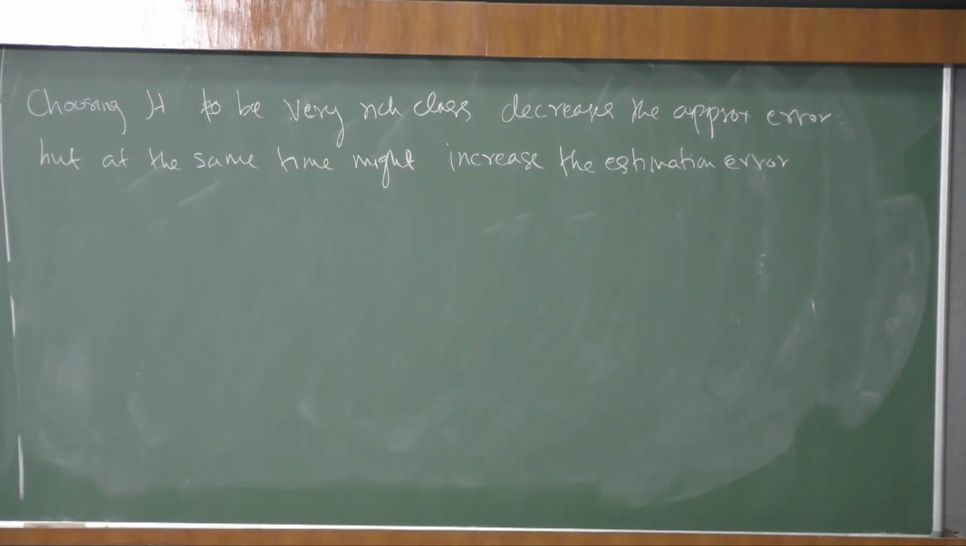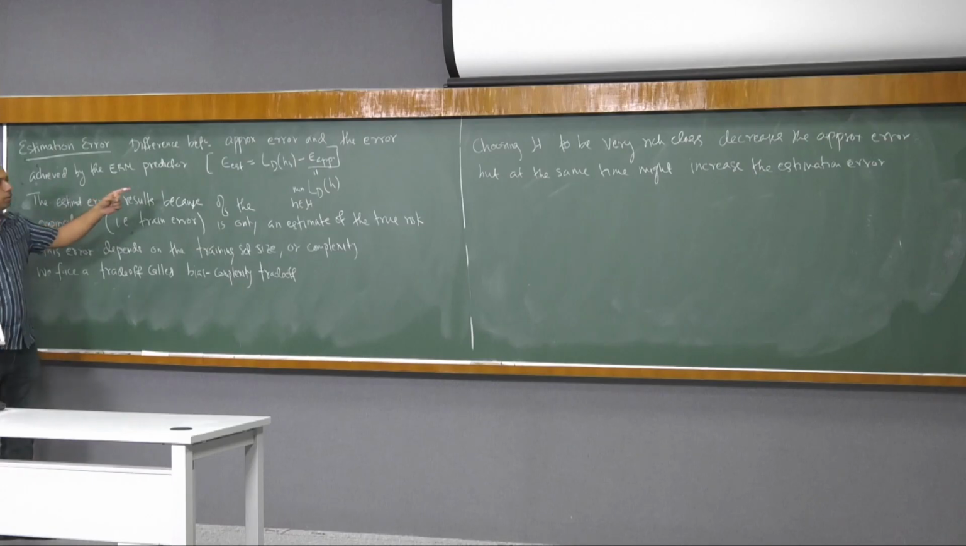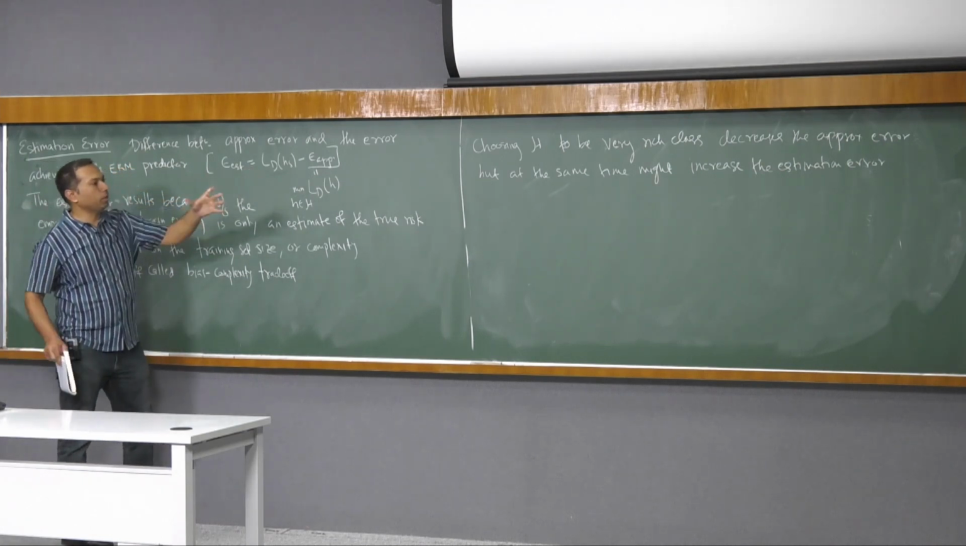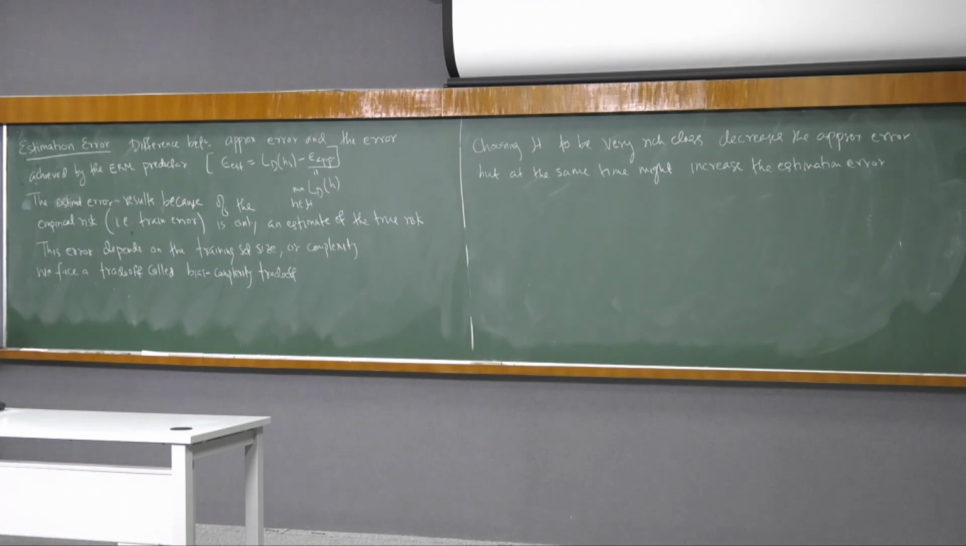So that's the thing about overfitting, right? That's what we have been discussing since the beginning, that there is going to be some kind of trade-off. If you restrict H to be a very small class, then your approximation error will be big. If I take H to be a very rich class, approximation error decreases, but then it might start overfitting and the estimation error is big. If I make H very small, then my approximation error is big because my class of functions itself was bad.